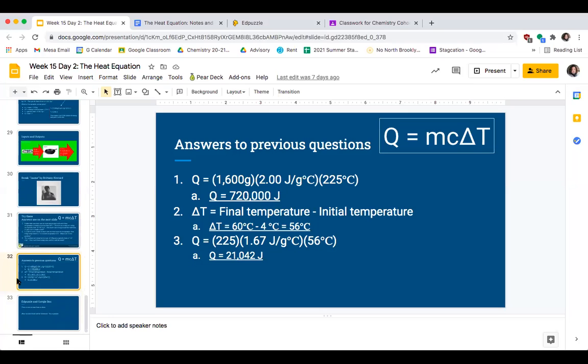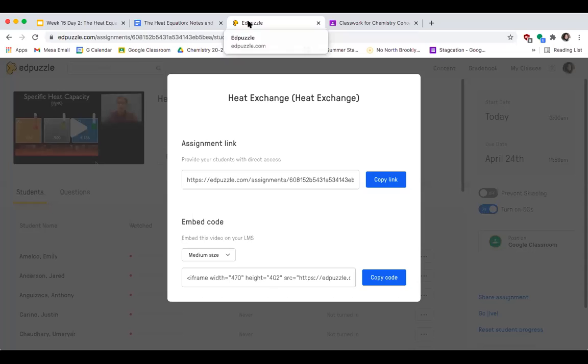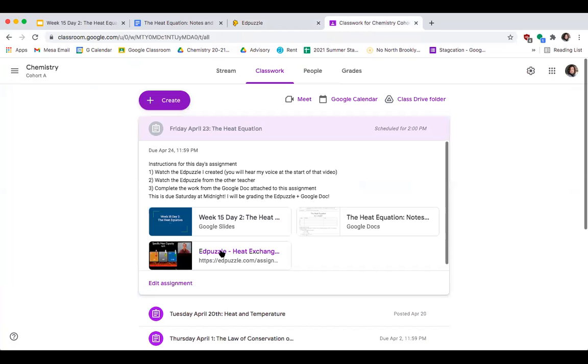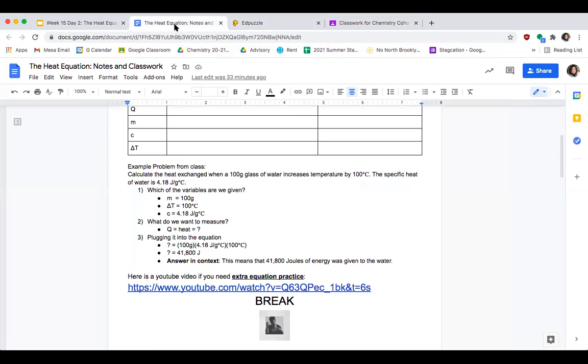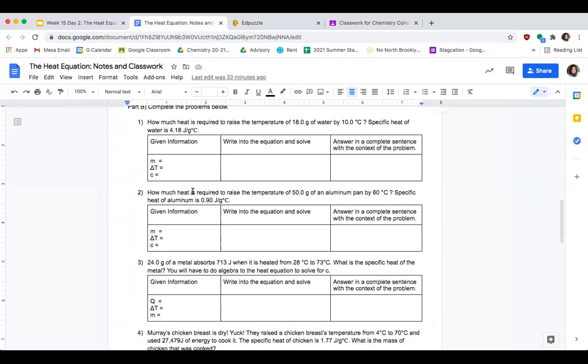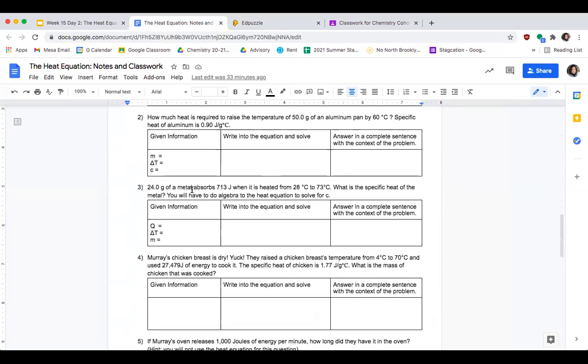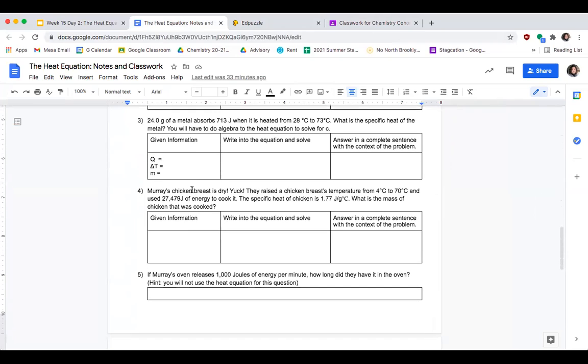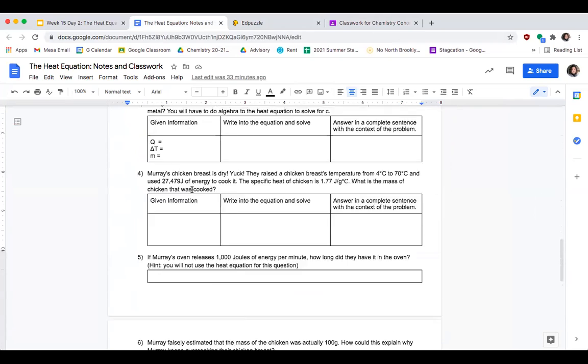What you are doing next, folks, what you're doing next is the Ed puzzle that's attached to the Google Classroom assignment. And then you are scrolling down to the bottom of this and working on these practice problems. You may work with a friend on these practice problems. I'm totally fine with that.